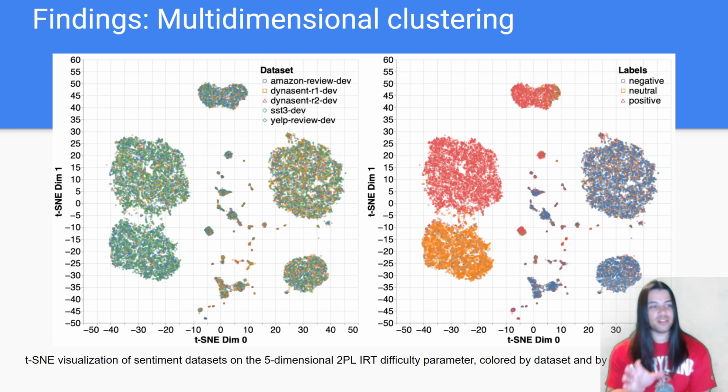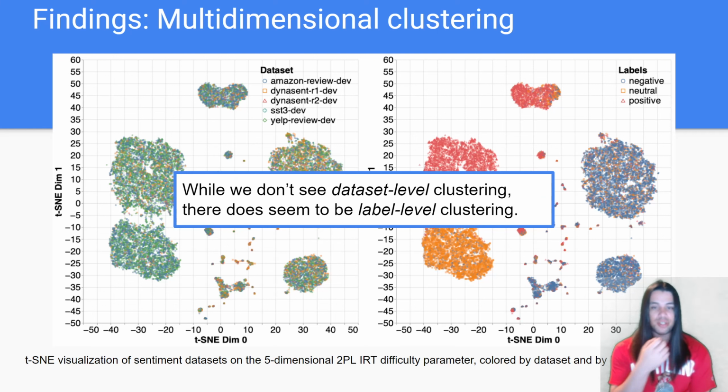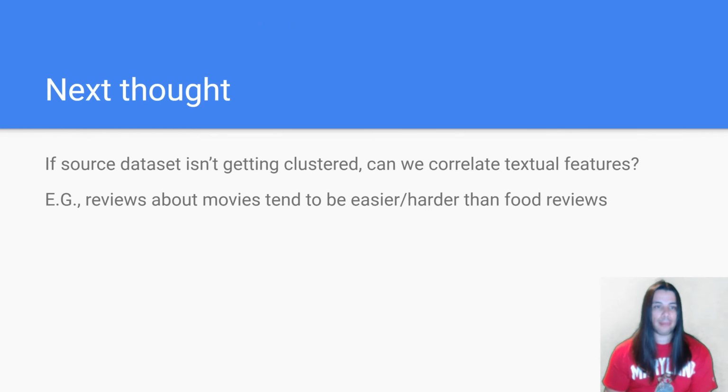And what we see is not what we expected, which is kind of our negative result. We expected to be able to clearly see that all the different datasets clustered on their own. What we instead found is that most of the clustering seems to happen according to label instead. So we don't see dataset level clustering, but we do see label level clustering.